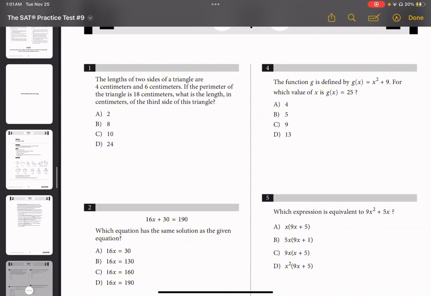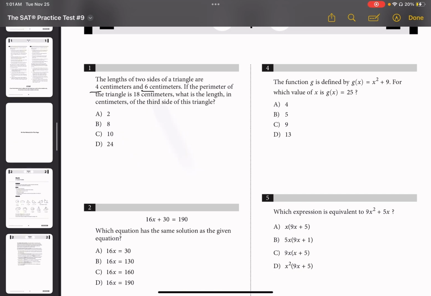Here we have the length of two sides of a triangle are 4 centimeters and 6 centimeters. If the perimeter of the triangle is 18 centimeters, what is the length in centimeters of the third side of the triangle? Okay, so we know that there are 3 sides, so it's going to be 18 minus 6 minus 4. It's going to give us our last side. So we'll call the last side C, and C is going to be equal to 18 minus 10, which is equal to 8.